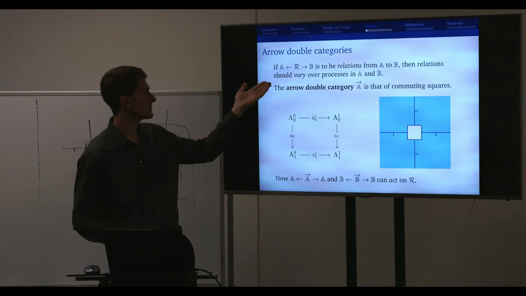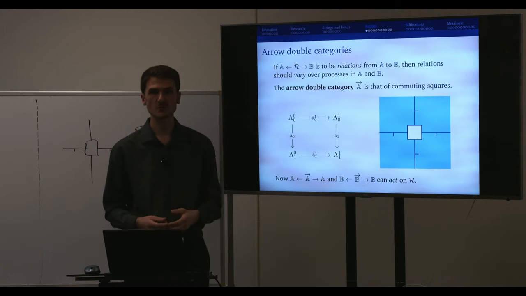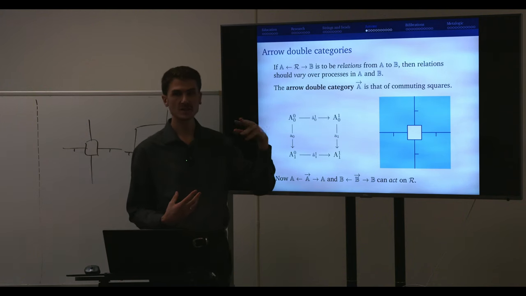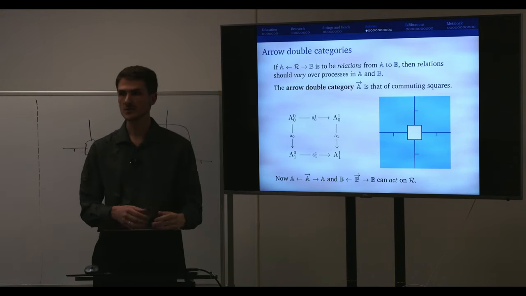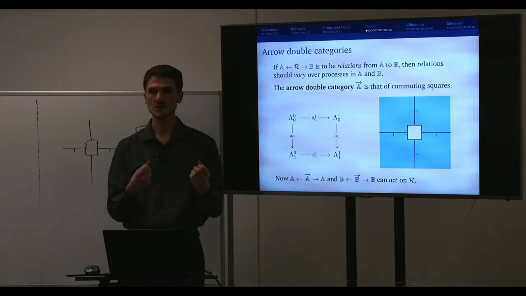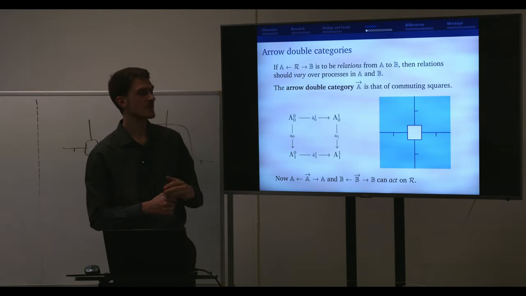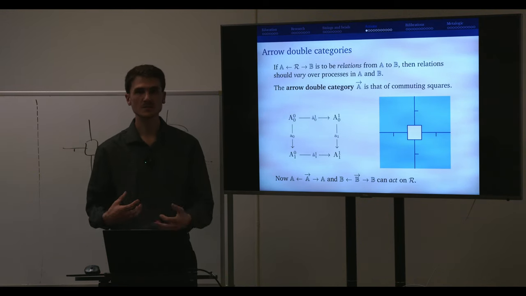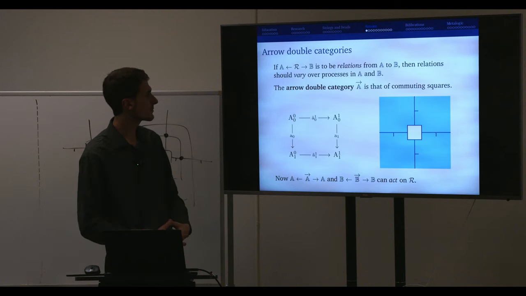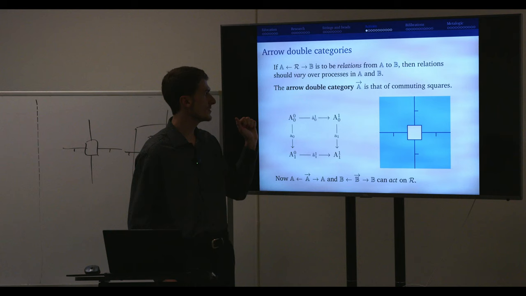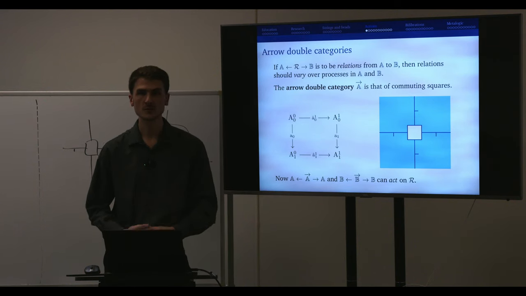So if a span of categories R is supposed to represent relations from types of A to types of B, then those relations should vary over processes in A and B. We should be able to push or pull those relations along, so we should have some kind of image and pre-image operations. To do that, we have to know how a category forms a double category.